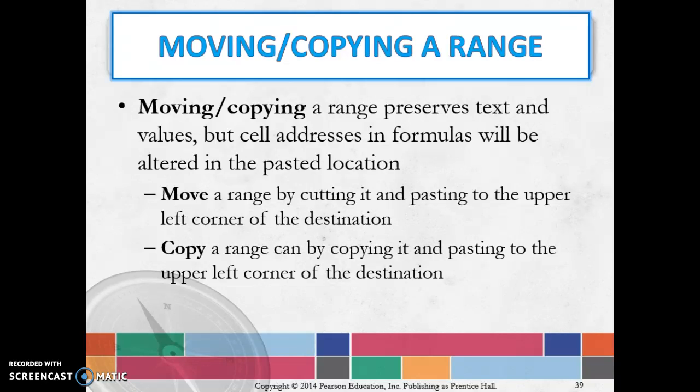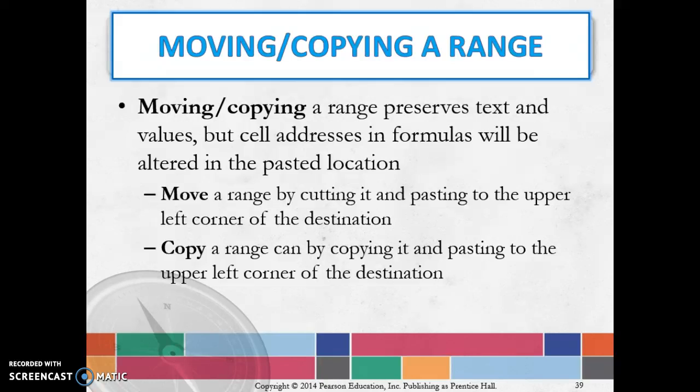Now the one thing to keep in mind is if you move or copy and paste a range of cells, the text is going to stay the same. But if you have any type of formula in a particular cell, it's going to be adjusted when it moves into that pasted location. So for example, say you're referencing cell A1, but you move it to a different place in the spreadsheet, it's going to reference a new cell. So it's going to reference it based on where it is in the spreadsheet. So as you move cells with formulas, know that those formulas are going to change. So it's very important that you understand that.